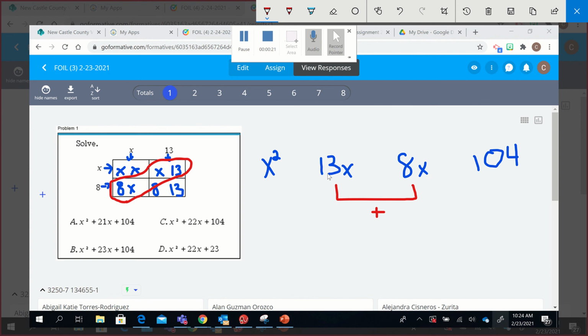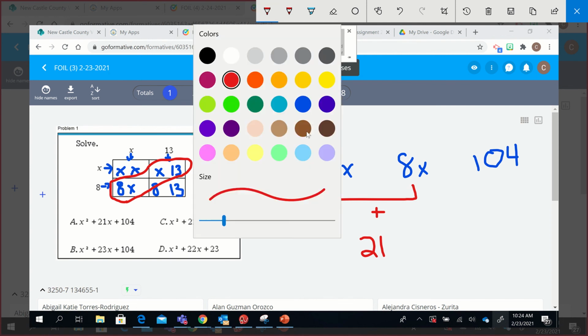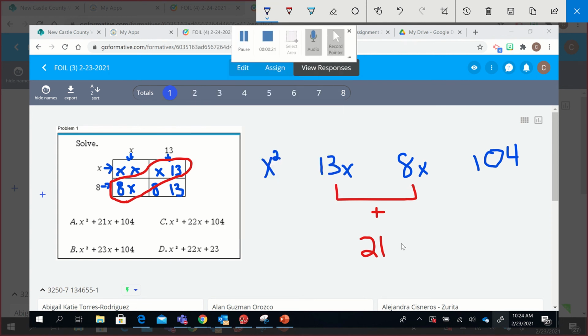So then I say 13 plus 8. Hopefully you know 13 plus 8 is 21. And the x comes down. So it's 21x. So we combine those. Then the rest just come down. So I have x squared. I just move it down. Then I move down the 104.